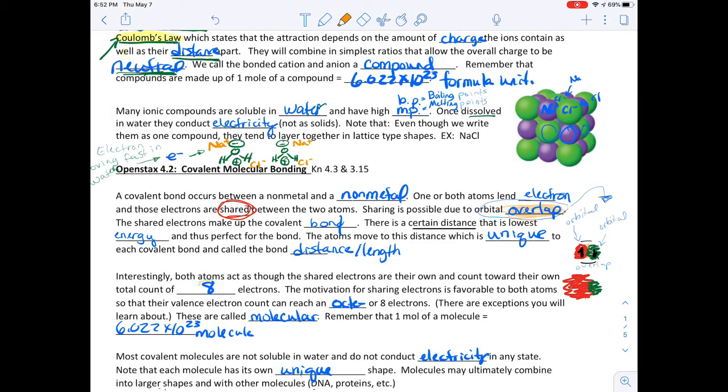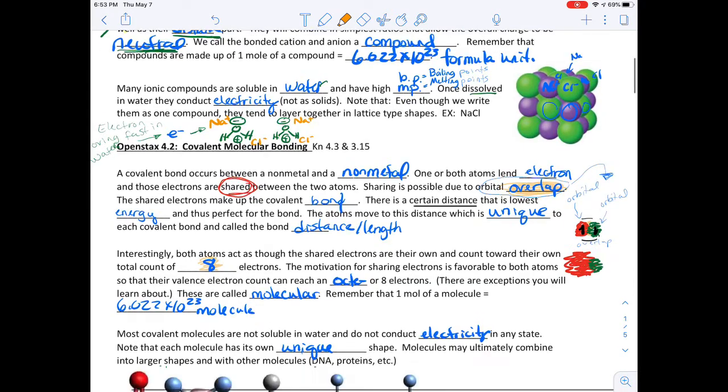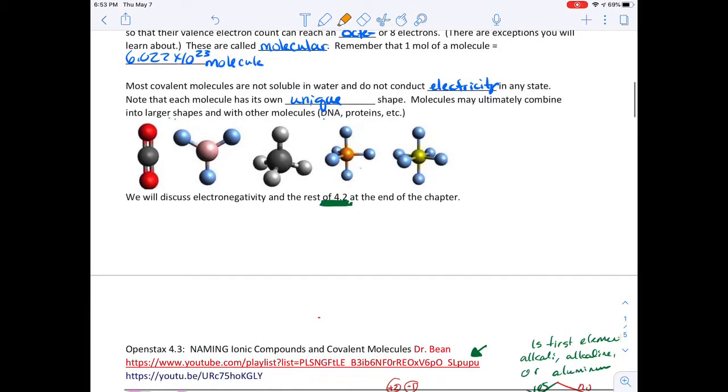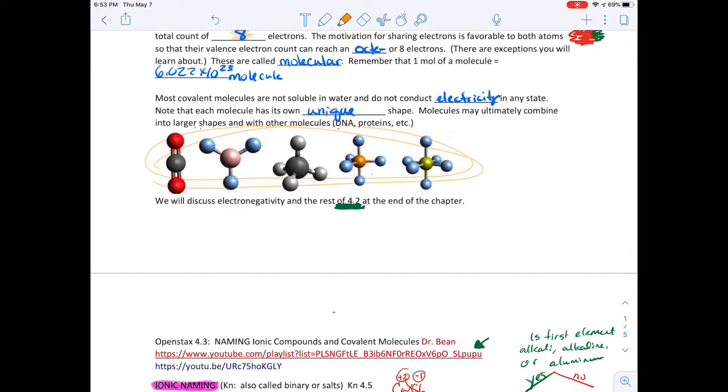Remember, there's a thing about 8. 8 is super special in this chapter, and in the chapter that follows, the octet rule is very important. We aren't to this part yet, but we will be going in this direction. That is what something that's covalent looks like. That's covalent bonding. They form those shapes, and we have names for them.